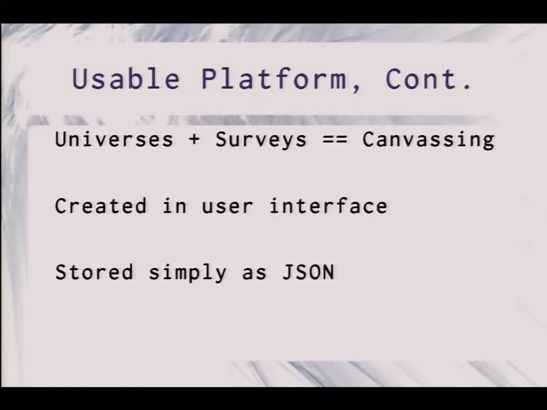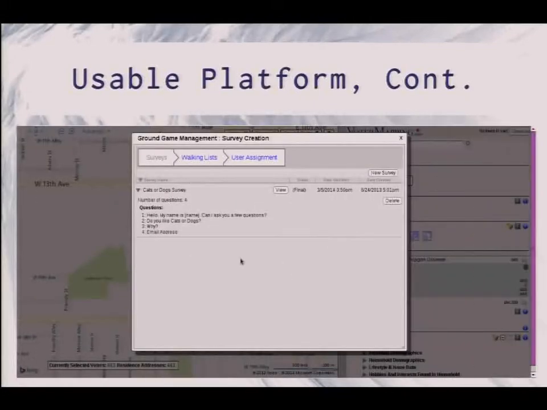So when you take a universe, which is just a group of people, and a survey, which is just a group of questions, and you mash them together, you can do canvassing. You can create a survey in the user interface, and it's basically just stored as JSON because you just keep an order of the questions and let people manipulate and reorder them. And this is kind of what the interface looks like.